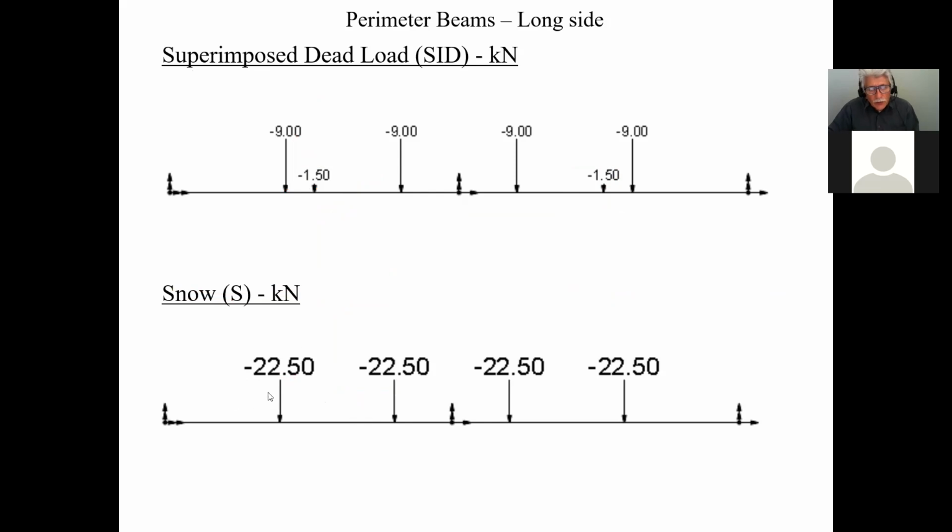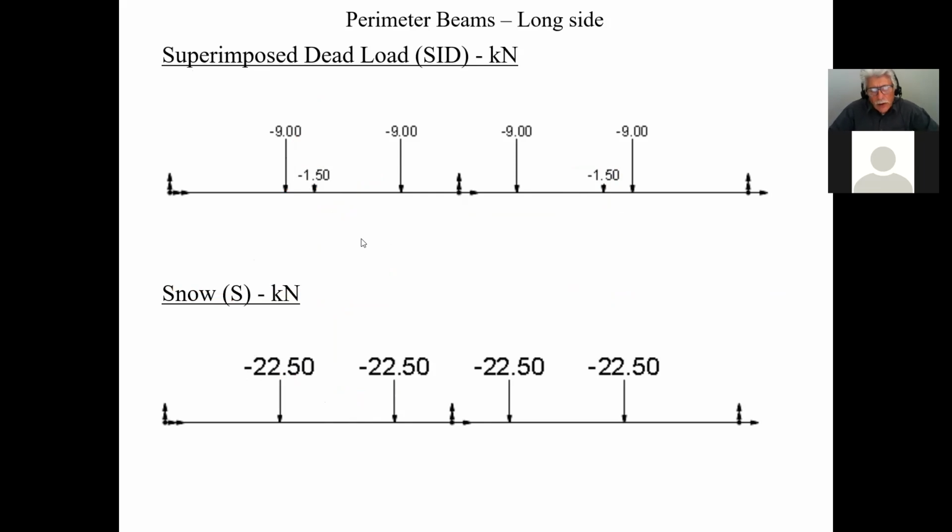Now, of course, the snow load, we said it was 22.5. So I put 22.5, 22.5, 22.5, 22.5. Then, once you've put in your load cases, you applied your loads. And then your load combination would be 1.25 times your dead load, 1.25 times your superimposed dead load, and 1.5 times your snow load.